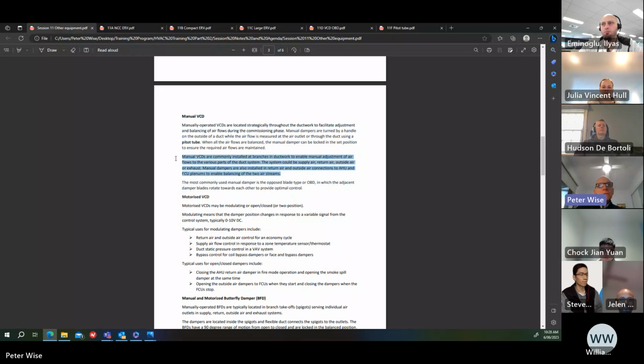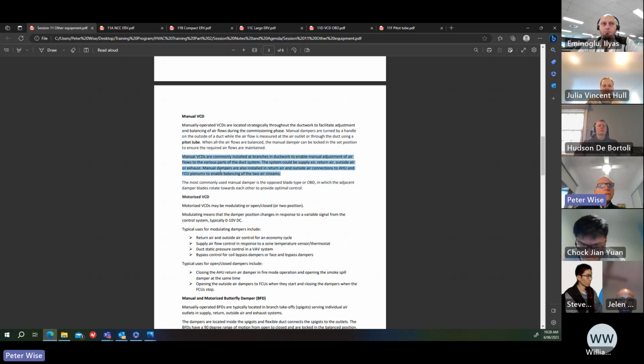Manual VCDs are commonly installed at branches in ductwork to enable manual adjustment of airflows to the various parts of the duct system. So if you come out of an air handling unit or a fan coil unit and you have a branch that goes off, or a T, you've got air going in two directions, you would normally put a damper on each of those branches so that you can balance the air to each side.